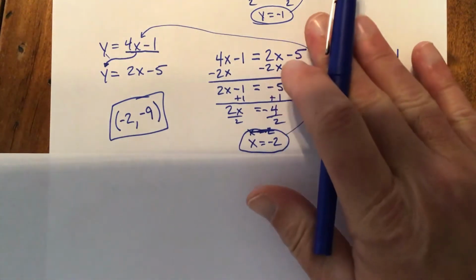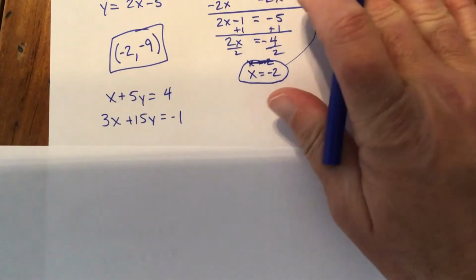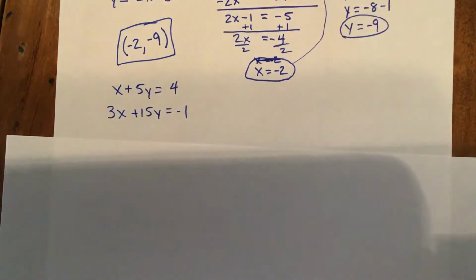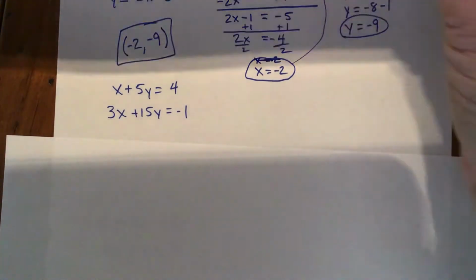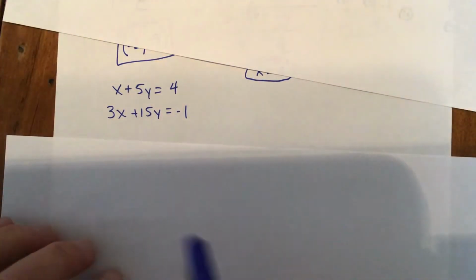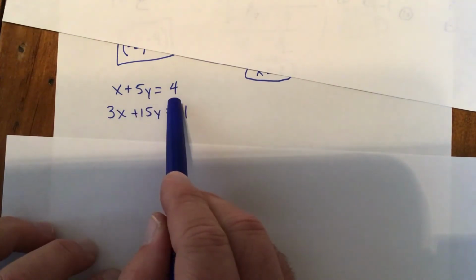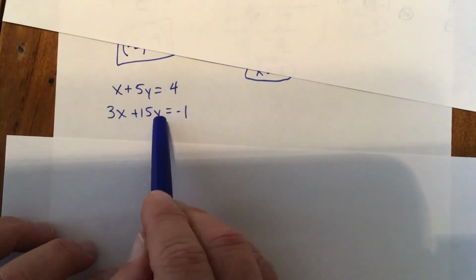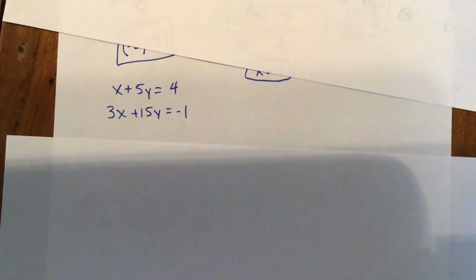All right, a couple more. Keep it up, stay with me. So now what we have here is x plus 5y is equal to 4, and 3x plus 5y is equal to negative 1. Now notice that neither one of these is x equals or y equals.